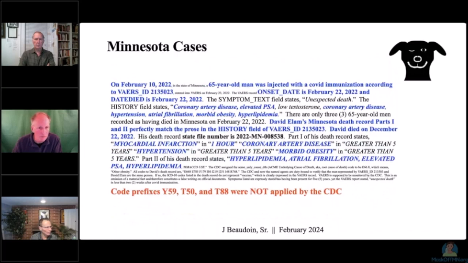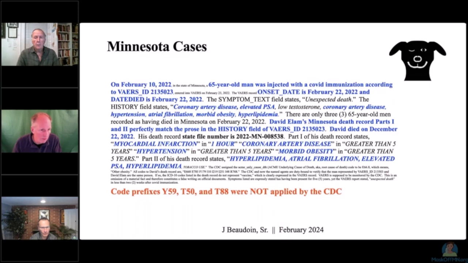All right, 65-year-old man, immunization according to these are VAERS correlations that I'm doing. Onset date was February 22nd. Injected on the 10th. Coronary artery disease, elevated PSA, coronary artery disease, hypertension, atrial fibrillation, morbid obesity, and hyperlipidemia. Those are all in the VAERS report. And then I find a death certificate of a 65-year-old man recorded as having died on February 22nd. Same date, same guy, same age, same gender. Death record part 1.